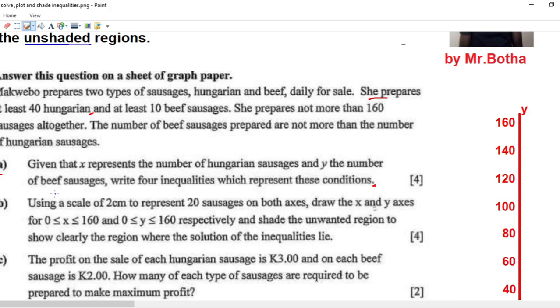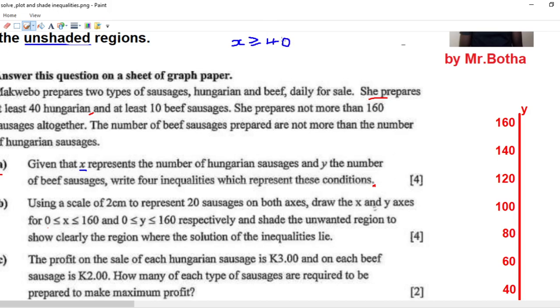Remember, in question A we are told X will represent the number of Hungarian sausages. Since she prepares at least 40 Hungarian sausages, that means X is going to be greater than or equal to 40. Thank you so much. That's 40.